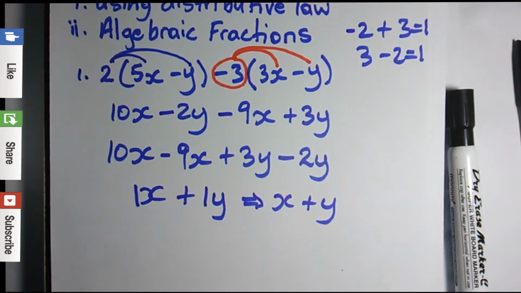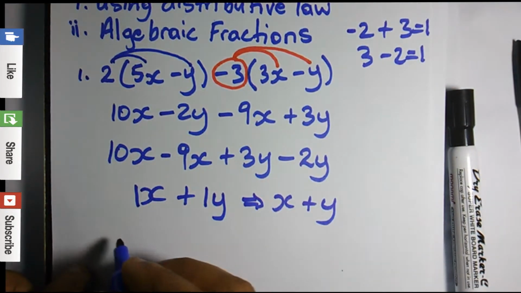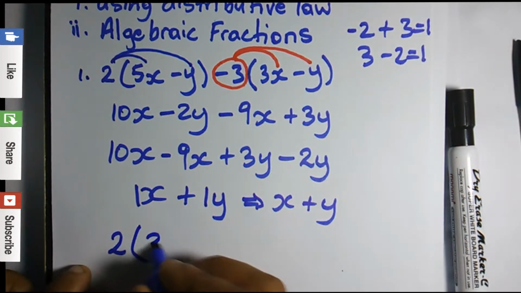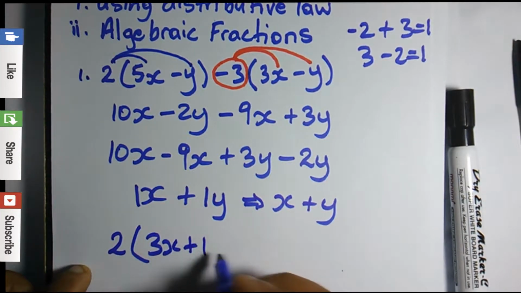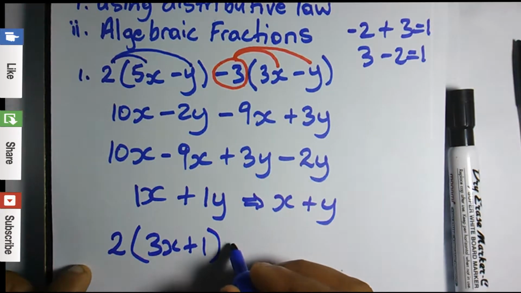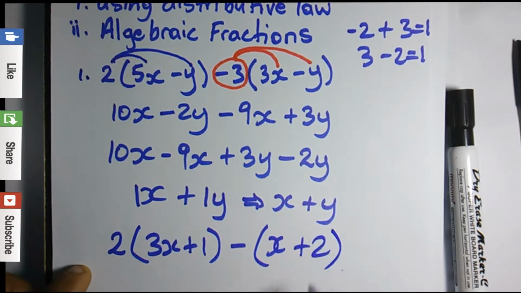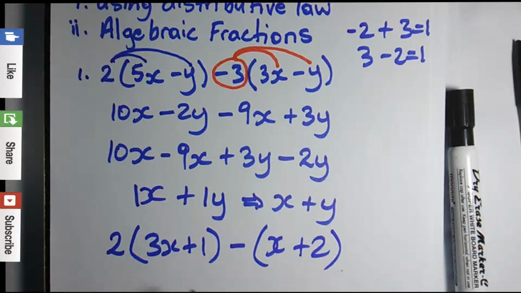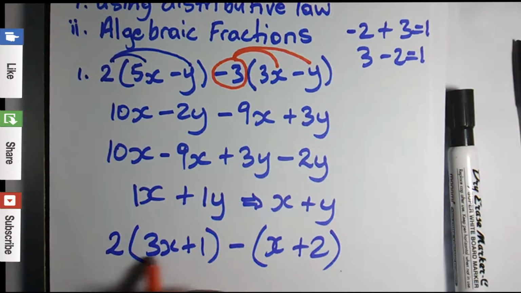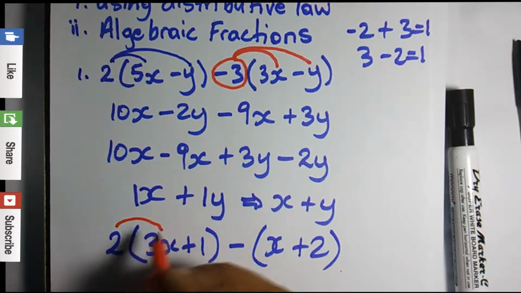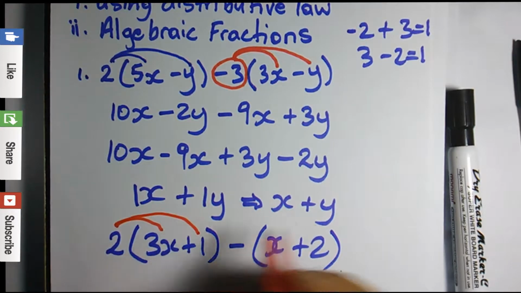Let's look at another question based on distributive law, expanding the brackets. So we have 2(3x + 1) - (x + 2). Now, with this particular question, remember we're going to multiply. We're going to distribute this 2 onto each term in the bracket. So it's 2 times 3x and 2 times 1.